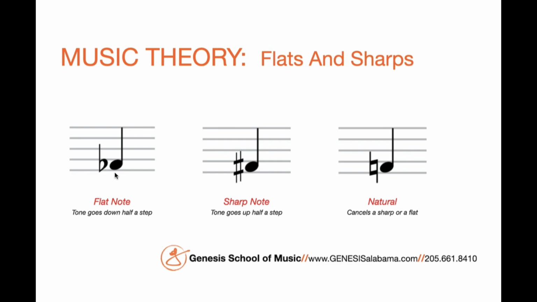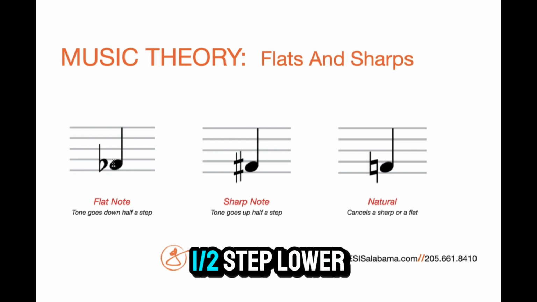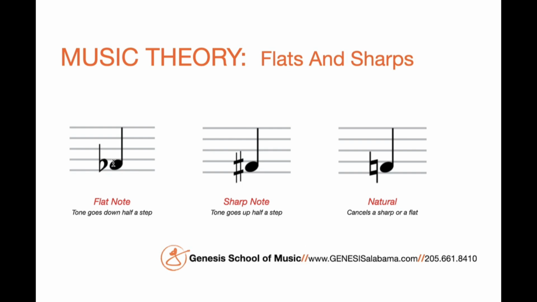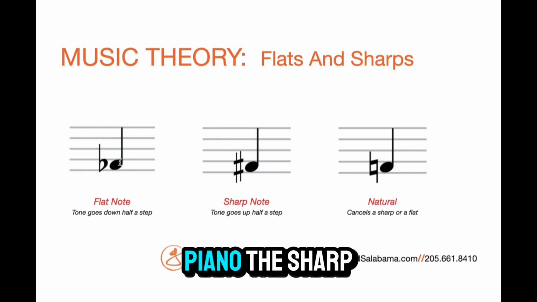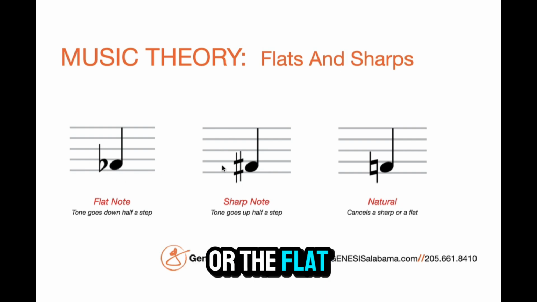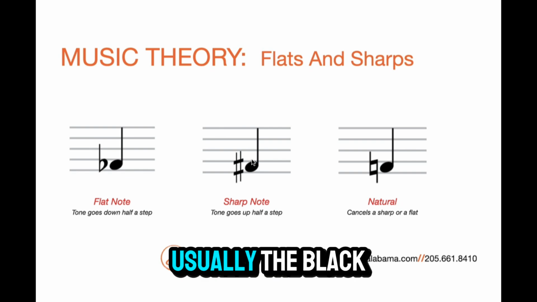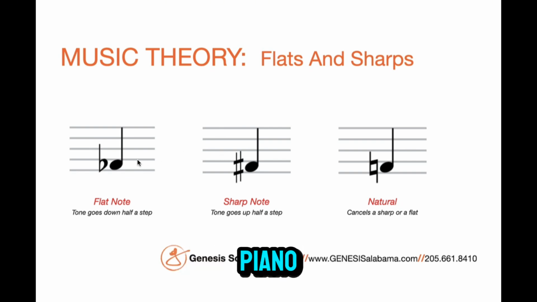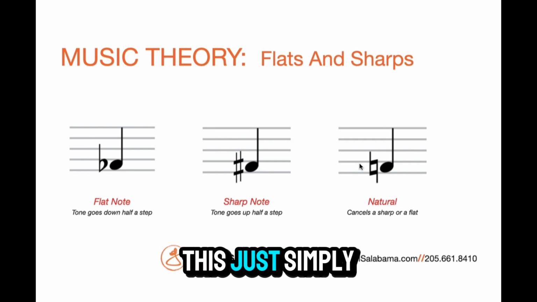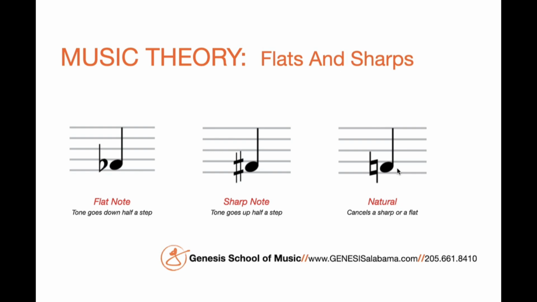Let me see. Flat note. If we ever see a little tiny B by a note, that means to play that note a half a step lower than whatever that note is right there. So this note right here is actually the F note. There's an F. So this would be telling you to play the F flat, for example, or the F sharp. If you play piano, the sharp or the flat is usually the black key on the piano. And this just simply means do not play the flat or the sharp, just play the natural.